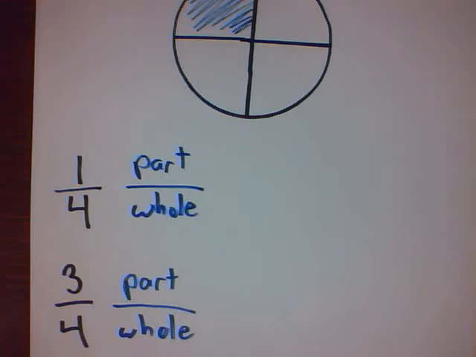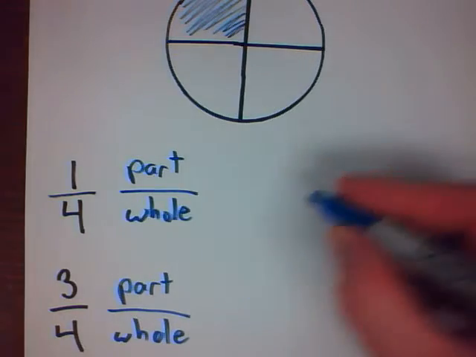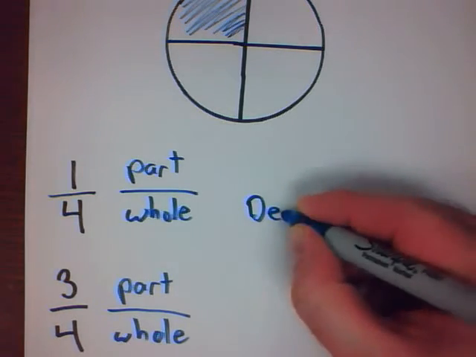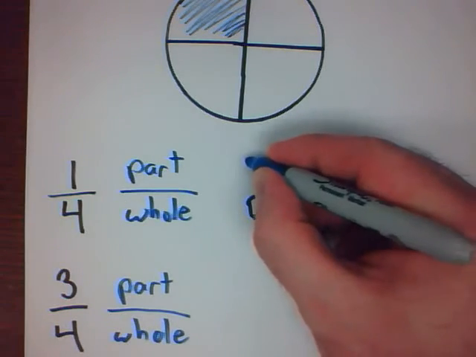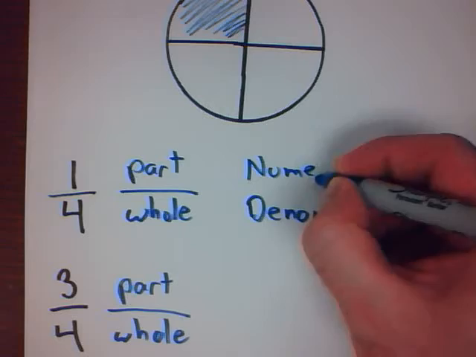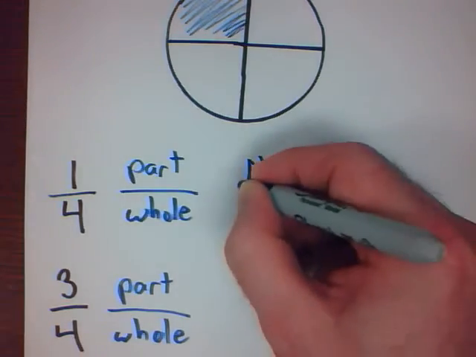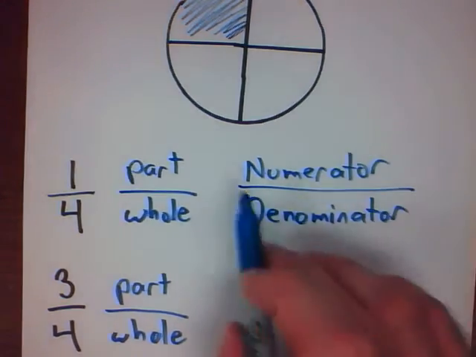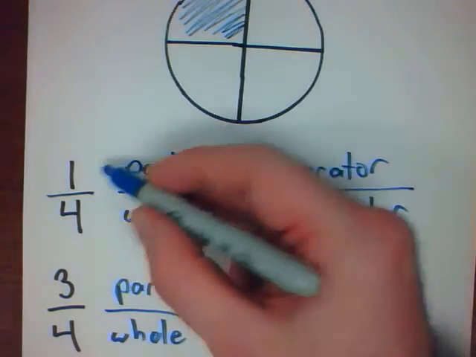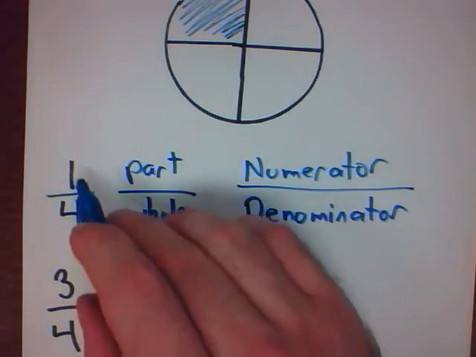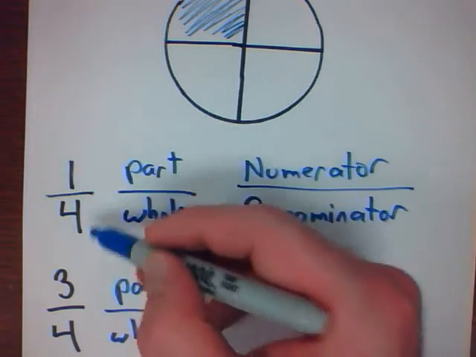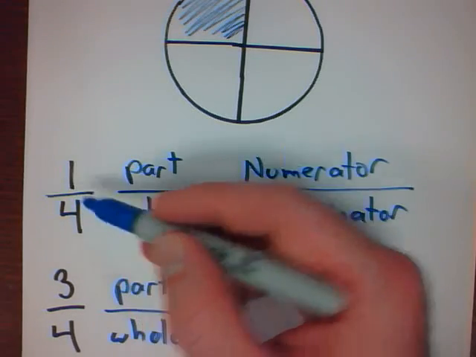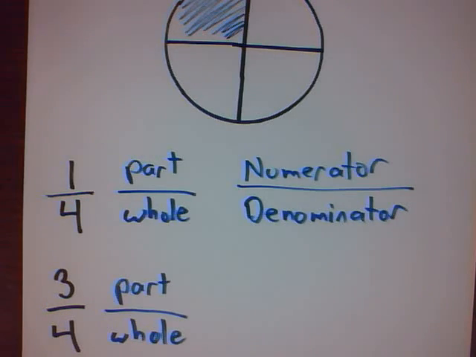Now, there are also some other fancy words that are used. This is known as the denominator, and this is known as the numerator. That's also worth knowing because in mathematics, this shows up here and there, that we have the numerator on the top and the denominator on the bottom. The part and the whole. And that's a basic introduction to fractions.